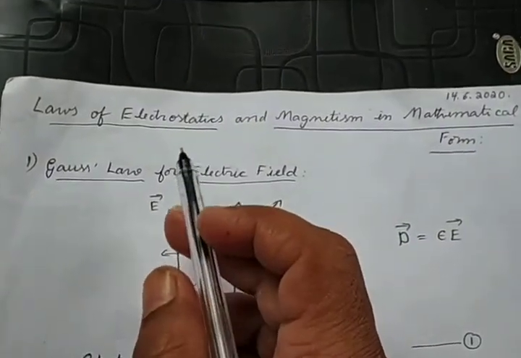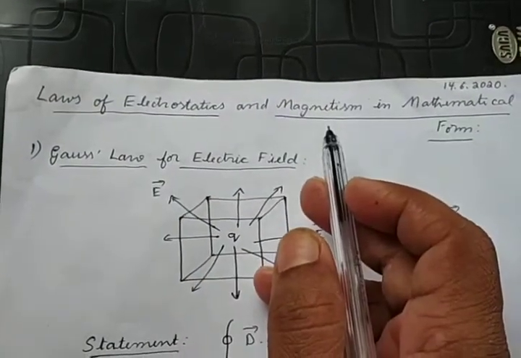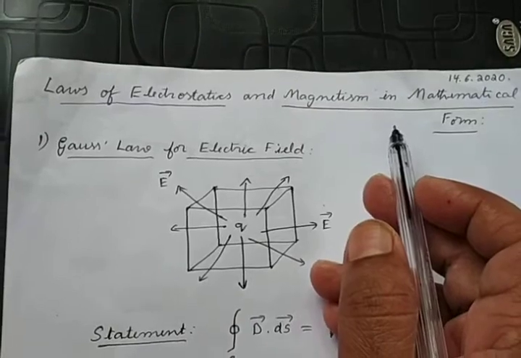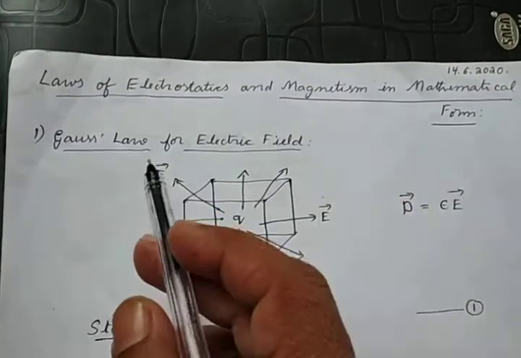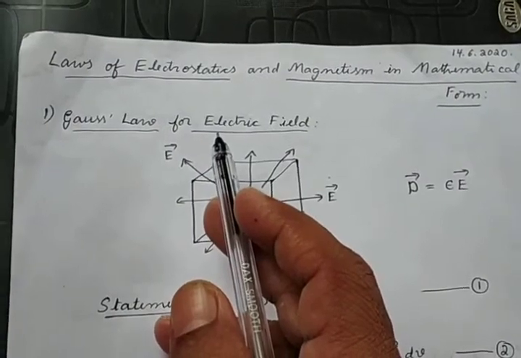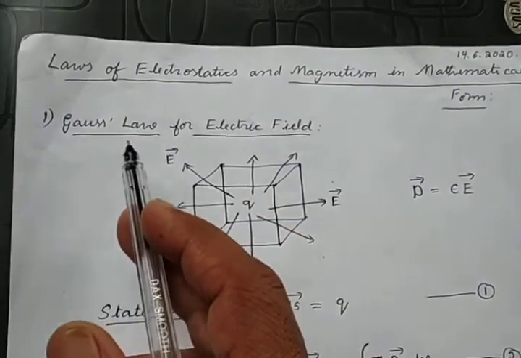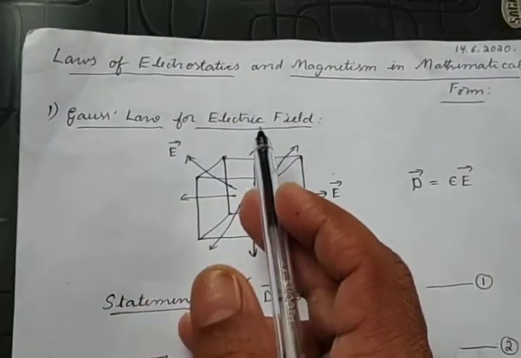Today let us discuss laws of electrostatics and magnetism using vector calculus. So let us try to express the Gauss law of electrostatics and magnetism using vector calculus. Let us remind ourselves what the Gauss law for electric field is.